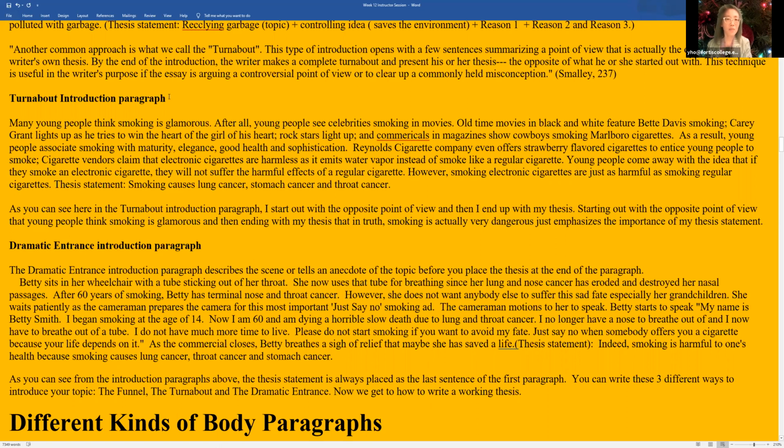So you see that by talking about the opposite point of view, and then you do a turnabout, and then you write your thesis statement, it emphasizes it. It puts a light on your thesis statement. So that's another way of writing your introduction paragraph. So you can still do that for your comparison contrast essay.